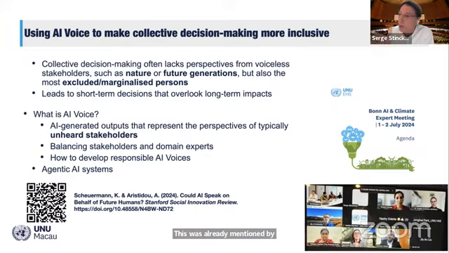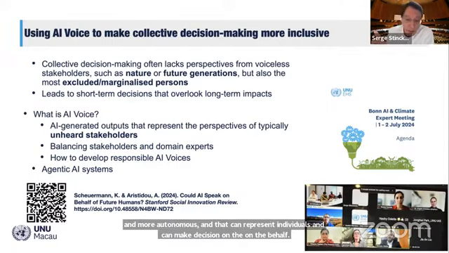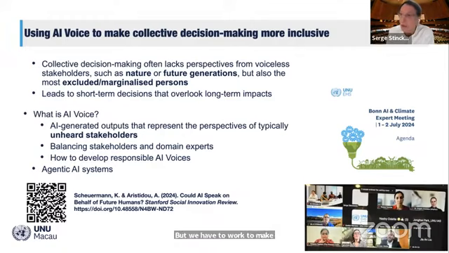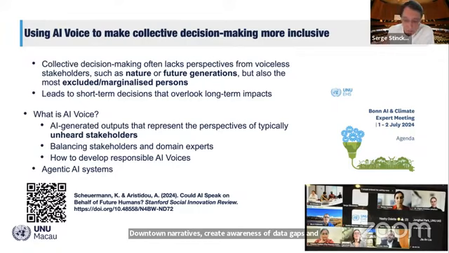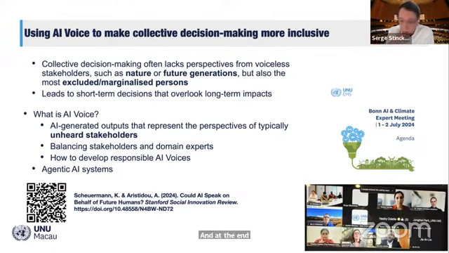The question of AI voice is also strongly related to the new trend that we are seeing right now about agentic AI systems, so AI systems that become more and more autonomous and that can represent individuals and make decisions on their behalf. So we have to work to make space to empower the minorities, the marginalized population, and the underrepresented viewpoints, not to represent the voice or to speak on behalf of these people, but rather to support better representation, counter narratives, create awareness of data gaps, and provide opportunities for deep and meaningful contributions. And at the end, it's also very important to keep the human in the loop in such systems.